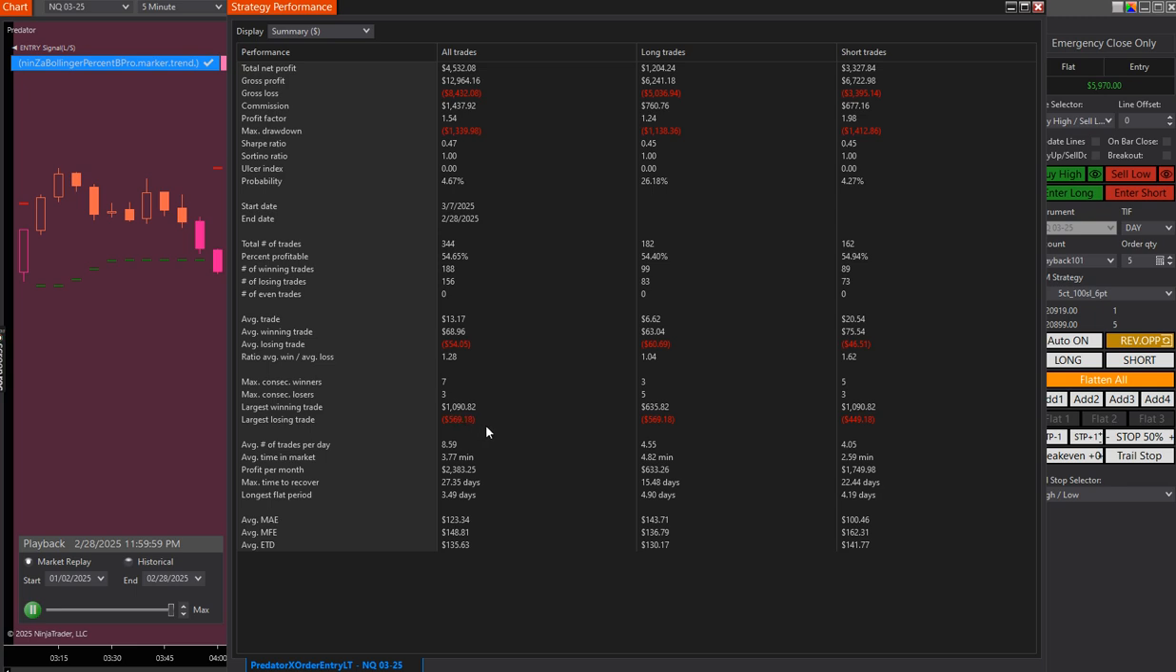I heard one of the traders say that it's not about how much you make, it's about how much you can keep. So that's all about trading.